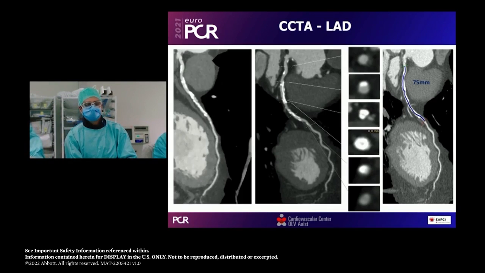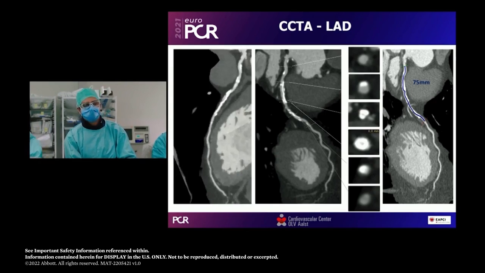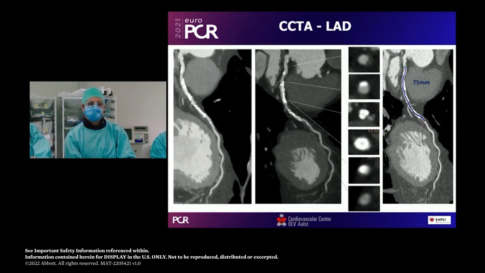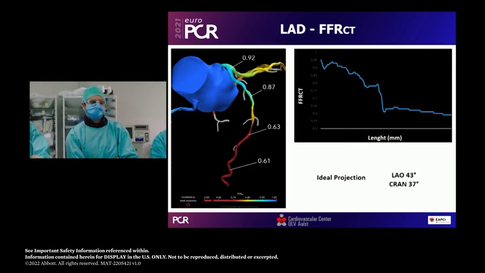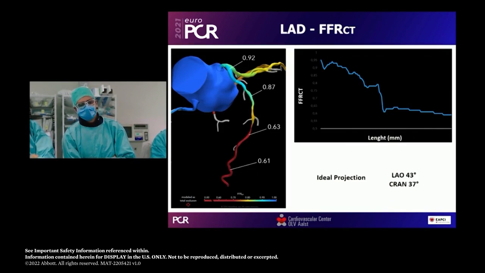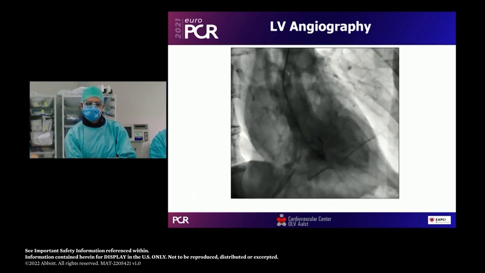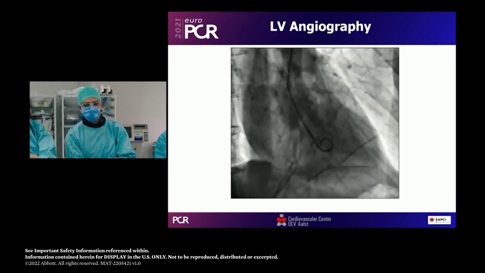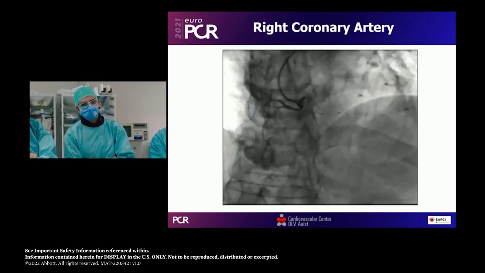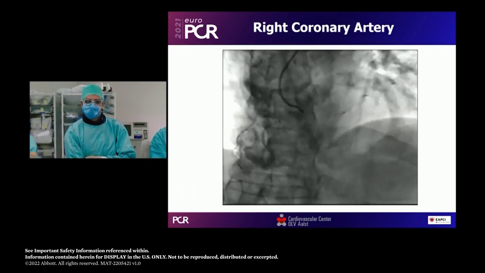Multiplanar reconstruction confirmed the concentric calcification on the mid part of the LAD and also the length of the lesion, about 75 mm. The FFR CT confirmed the positive value on the distal part, as you can see also a drop of the pressure curve in the middle part. The ideal projection based on CT scan is LAO 43 and cranial 37. The FFR on the circumflex is borderline. LV angiography confirmed the data by echocardiography with a normal left ventricle function. Non-dominant right coronary artery free of disease.